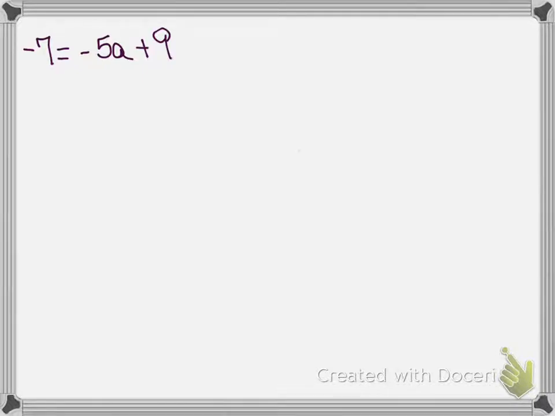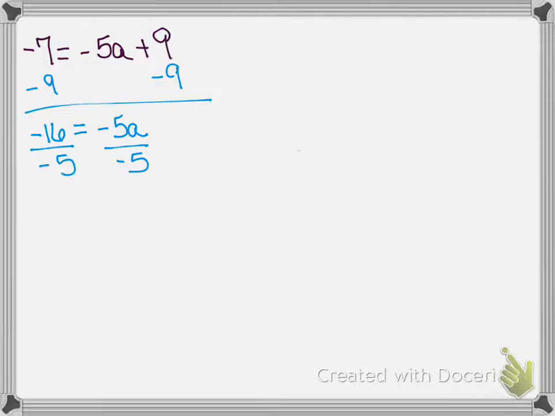So what I'm going to do here is I'm going to subtract 9 from both sides. I get negative 16 equals negative 5a. My next step then is to divide by negative 5. Okay. What is negative over a negative? Positive. So my negative 16 over negative 5 becomes 16 over 5.